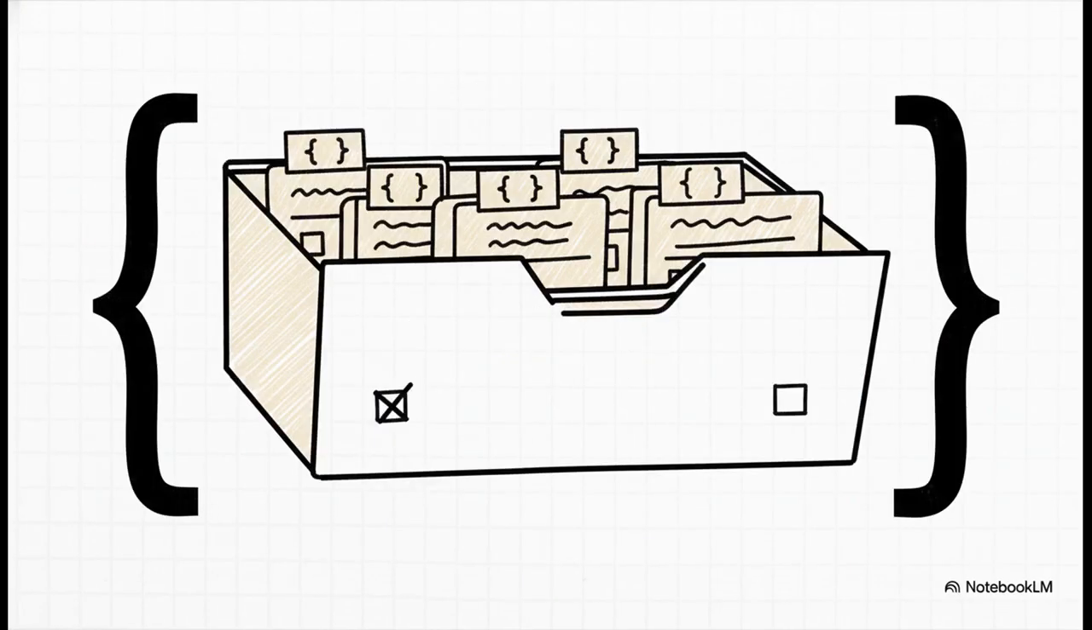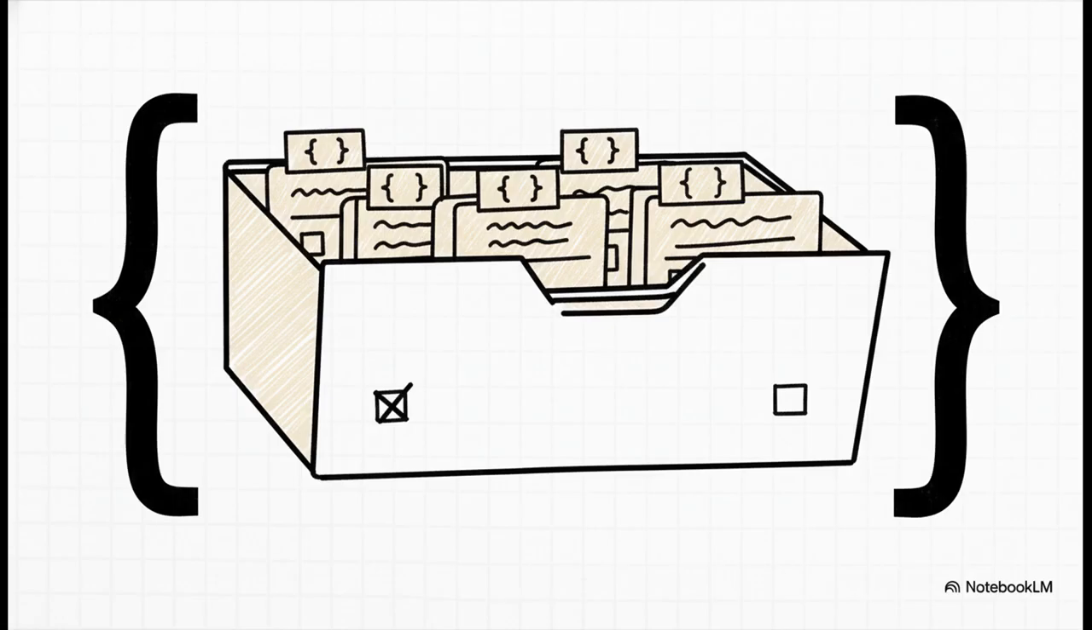Okay, but a program needs to remember things, right? It needs a memory. For our to-do list, we've got to store the tasks somewhere. And a list of dictionaries is a fantastic choice here. Think of it like a filing cabinet. The list is the cabinet, and each dictionary inside is a folder for a single task.